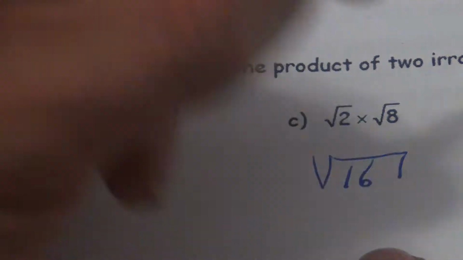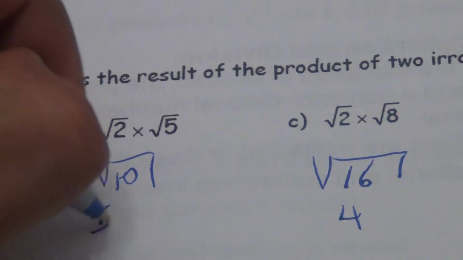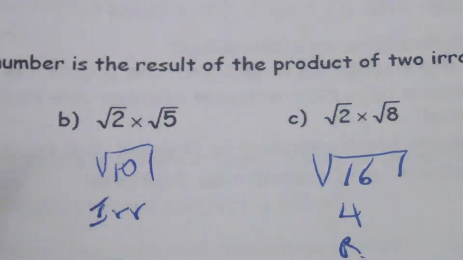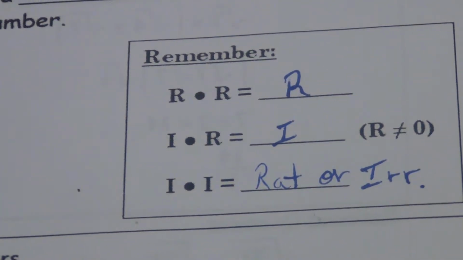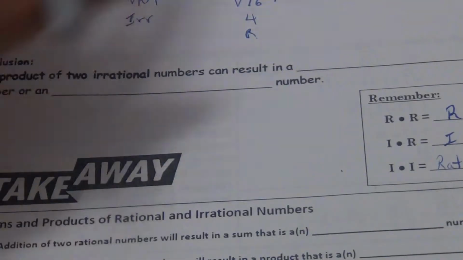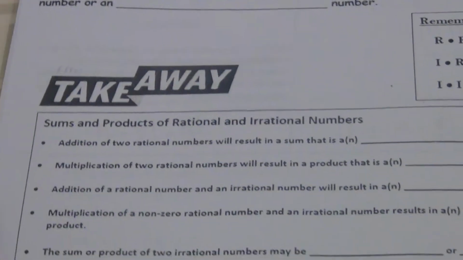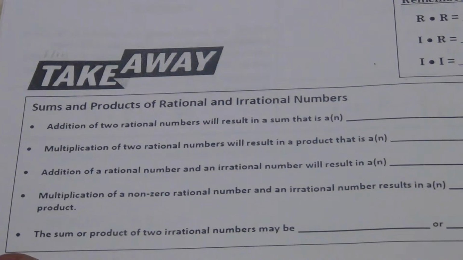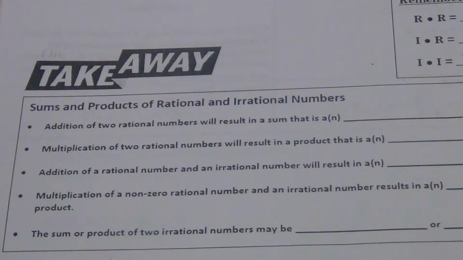Irrational. Here, radical 2 times radical 8 is radical 16. And the square root of 16 is 4, so it is rational. So this is irrational. This is rational, so you gotta be very careful. Okay? Alright then. So now let's move on. So it says here sums and products of rational and irrational numbers. And this is nothing more than a summary of what we just learned.